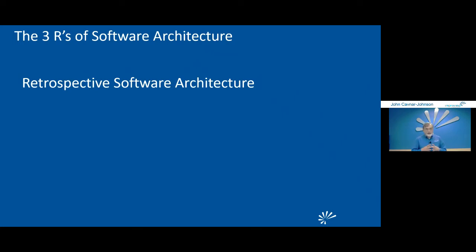We've talked about resilience and responsiveness. Now I want to talk about retrospective software. Retrospective seems a little bit of an odd word to use about software architecture, but the important thing here is if your software architecture is going to be responsive and resilient, the best way to do that is to know what happened, to have a sense of the past.